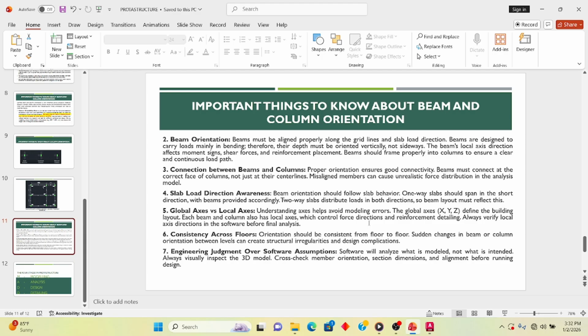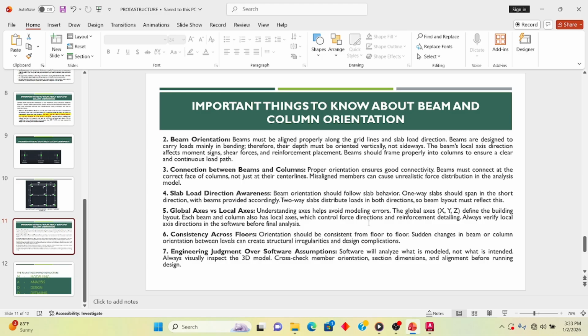Also, global axis and local axis, consistency across floors. The orientation should be consistent. You should have consistent orientation of your beams. Don't have, on a particular floor or on a particular slab, varying depths. It's not professional. You should avoid that as much as possible. Orientation should be what? Consistent. It should be consistent from floor to floor.